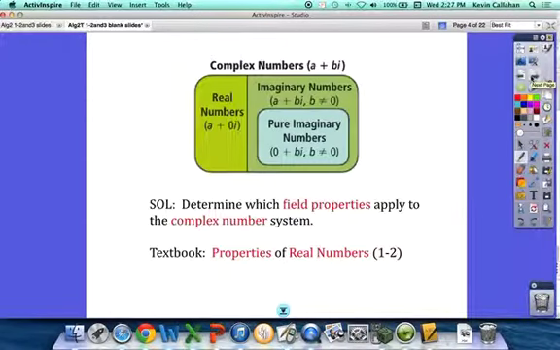Now, complex numbers. The truth is that the one SOL that we've got that is addressed by this lesson actually says we're supposed to know which of what they call field properties apply to complex numbers. Complex numbers are not the same thing as real numbers. We get to complex numbers later on when we're studying quadratics. But at that point, they don't address properties at all. But the properties are pretty much the same.